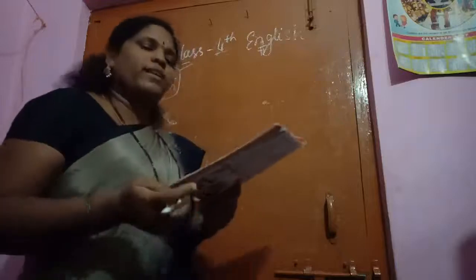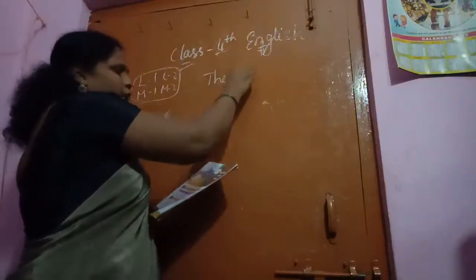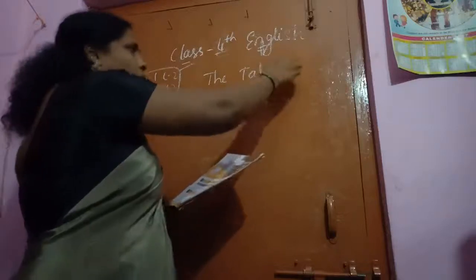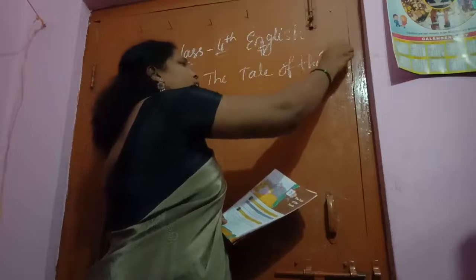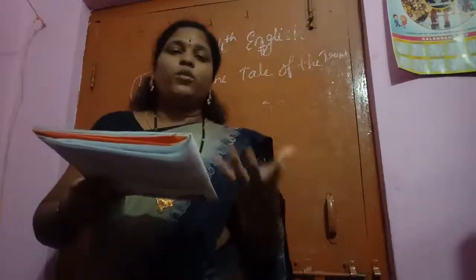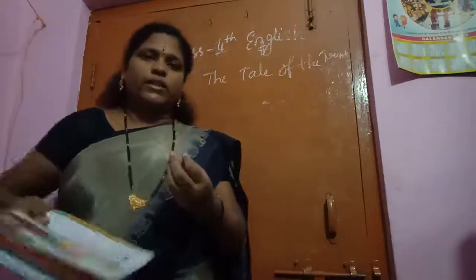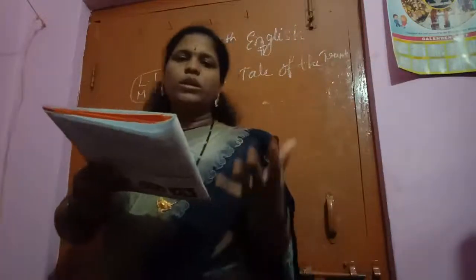Okay, now we are going to the third lesson. What is lesson number 3? The Tail of a Trunk. You know the tail, children? And the trunk, you know the trunk, children? I think everyone knows about the trunk because the elephant has the trunk. Yes, the tail of the trunk. Tail means you can tell it as a story also. What is the story of the trunk? We are going to see now.